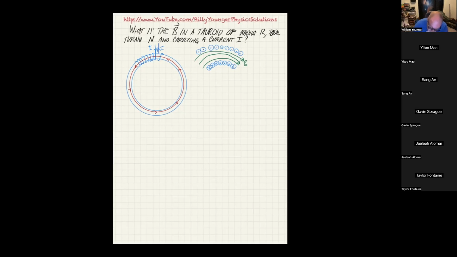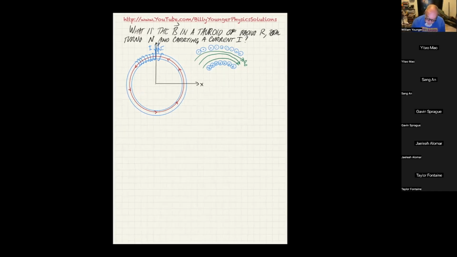Okay, now I'm going to put a coordinate system on here just so I can make use of some of the symbols that we use. In this case, I'm going to draw an x-axis that way and a y-axis this way. Okay.